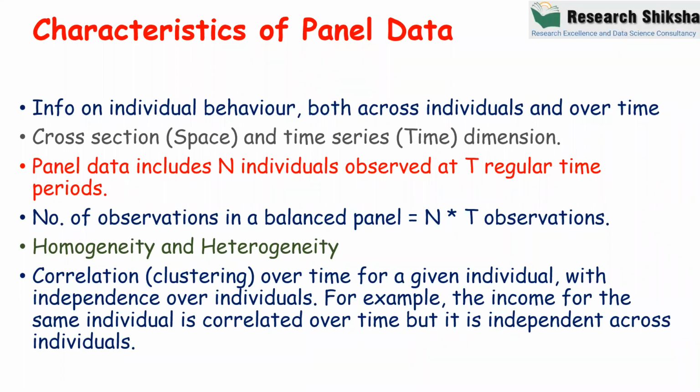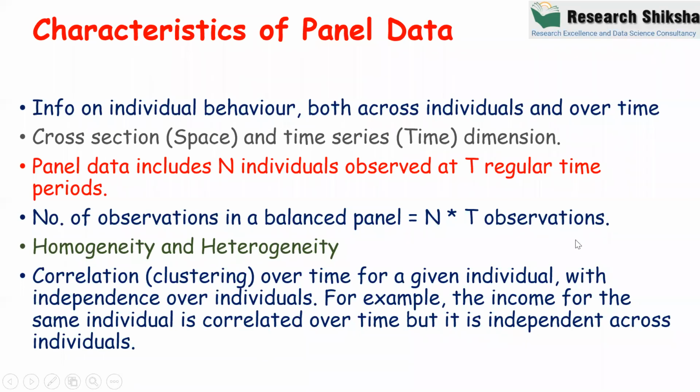So there are two types of effects in panel data. One is called cross-section effect and the second is called time effect. Cross-section effect means whether the relationship between the dependent variable and independent variable is the same for all the individuals. And in time effect, we want to see whether the relationship between the dependent and independent variable will be the same through time or it will change with time.